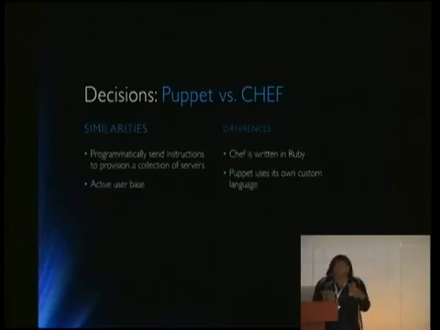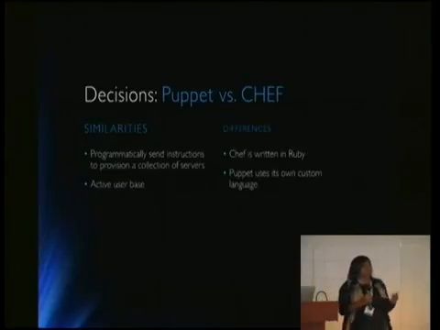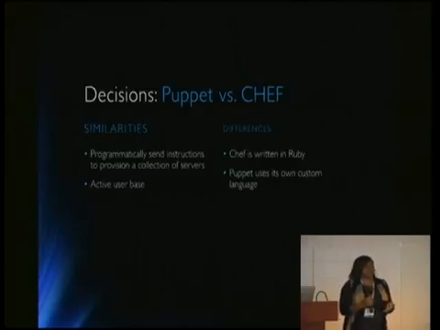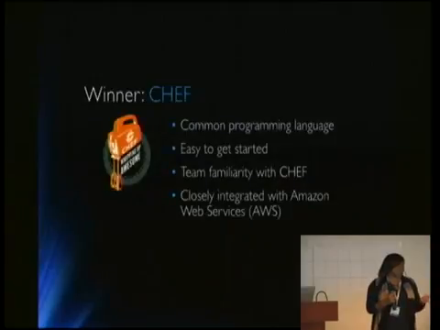When I started doing this, I did a little bit of research to figure out who was the leader in the space, what type of software I should choose, and the choice was basically between Puppet and Chef. And I realized they basically do the exact same thing. The only difference was programming language. Puppet has its own DSL and Chef is in Ruby.